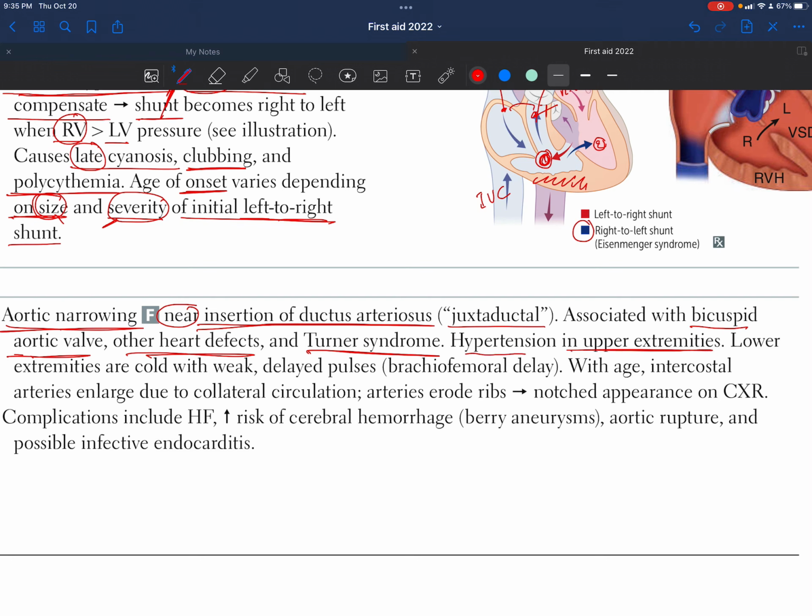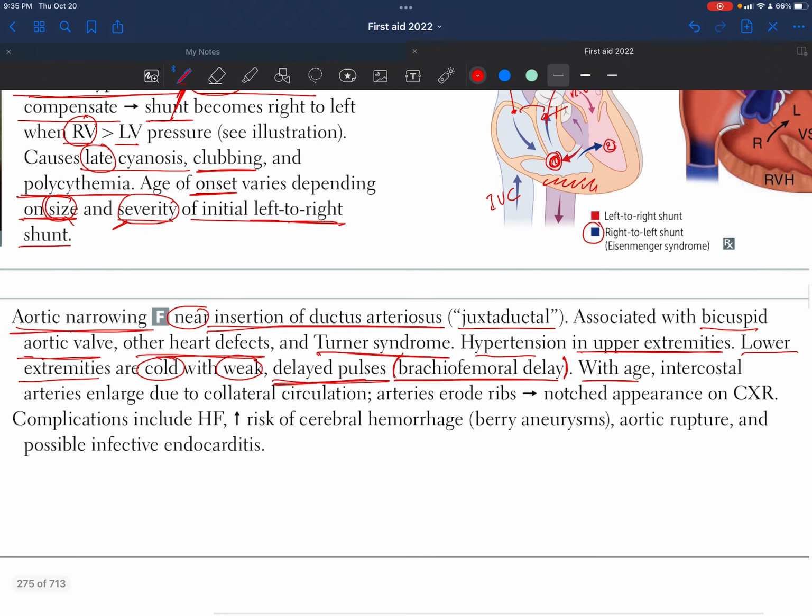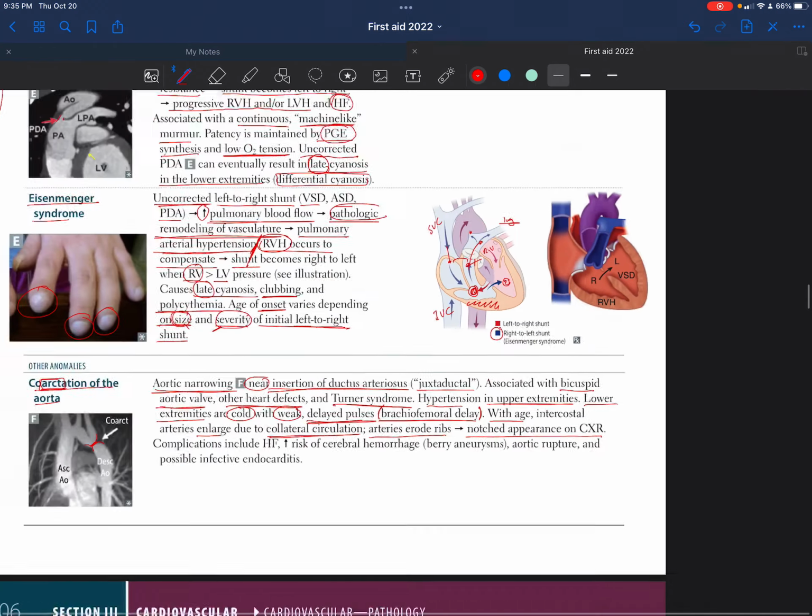It would cause hypertension in the upper extremities, while the lower extremities could be cold and weak with delayed pulses. That's because there is a difference between upper and lower. That is called the brachiofemoral delay. So there is a delay with the blood going to the upper side and the lower side. With age, the intercostal arteries enlarge due to collateral circulation. These arteries erode ribs, giving a notched appearance on chest x-ray.